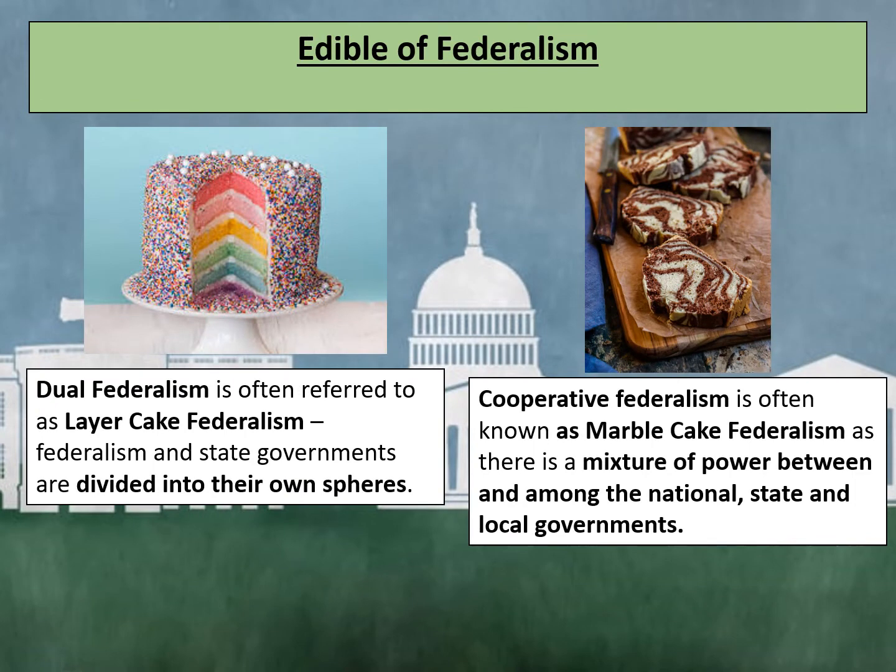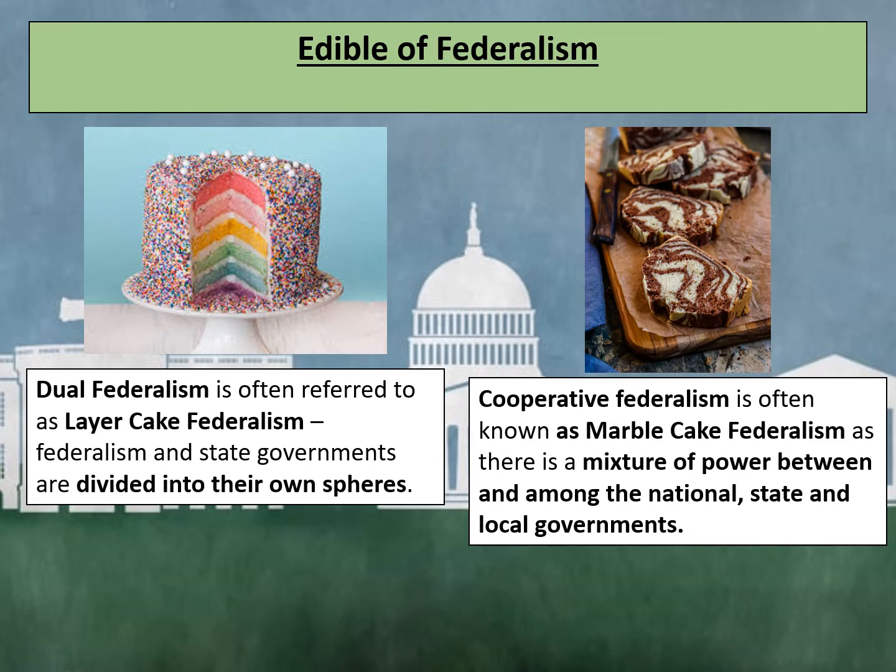There are different versions of federalism through American history. The most common is dual federalism, which is often referred to as layer cake federalism. Federal and state governments are divided into their own spheres. Then there is cooperative federalism, which is often known as marble cake federalism. This is a mixture of power between and among the national, state, and local governments.